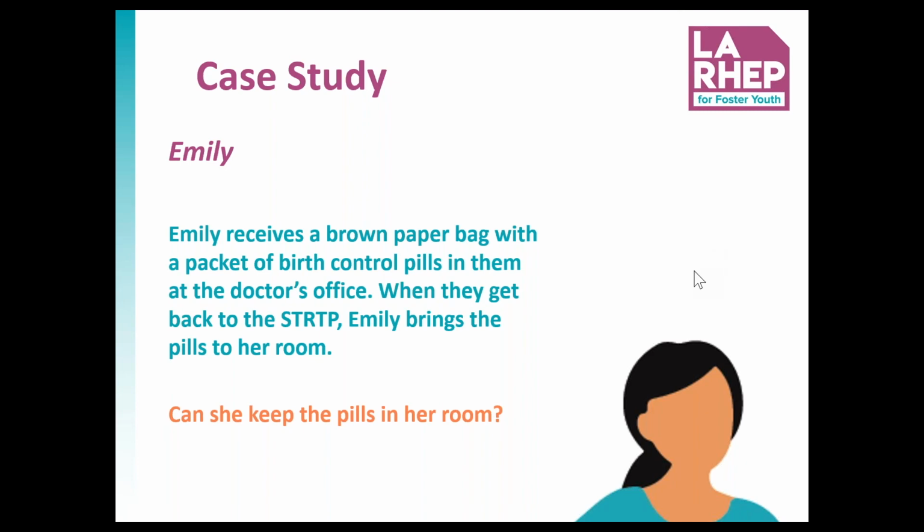So one of these case studies, I'll just read it to you so you can see the kind of case study we have in our trainings, is Emily. And Emily receives a brown paper bag with a packet of birth control pills in them at the doctor's office. When she gets back to the STRTP, Emily brings the pills to her room. Can she keep the pills in her room? So this is obviously based on a right of Emily. And as it was mentioned earlier in this webinar, we do go over all of the rights of youth in care.